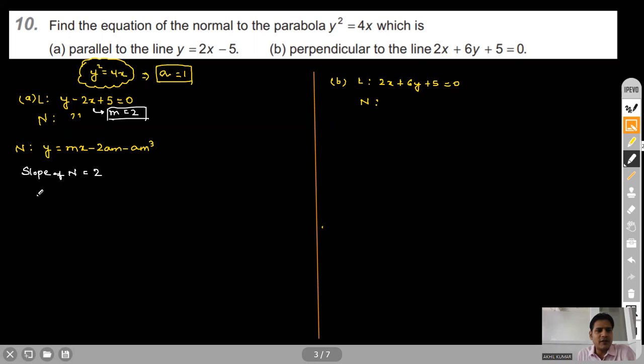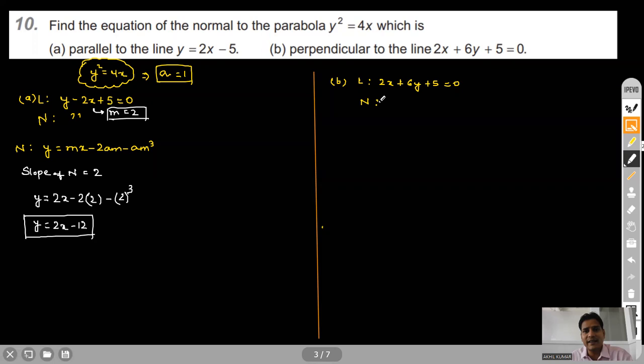So what will be our equation of normal? Put the value of 2 in place of m. So it will be y is equal to 2x minus 2a, and a is 1 in this case, so 2 into m, m means 2, and minus a m cube, which will be 2 cube. So we got the equation of normal as y is equal to 2x minus 4 minus 8, means y is equal to 2x minus 12. This will be our required equation of normal, right? This is the equation of normal which is parallel to this line.